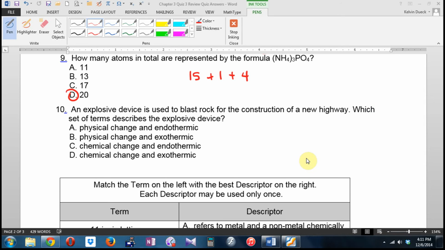Okay, sorry, we're back. Let's get the easy one first. Explosives, do they give off heat? Yeah, so it's going to be exothermic, not endothermic. So I'm going to say no, no. So it's either a physical change or a chemical change. When you have an explosive device, chemical bonds are being broken and new things are being formed. It's not reversible, so it's a chemical change.